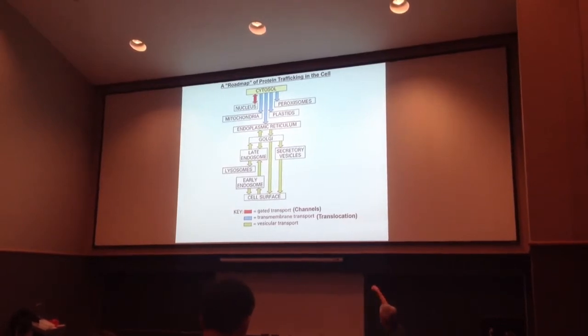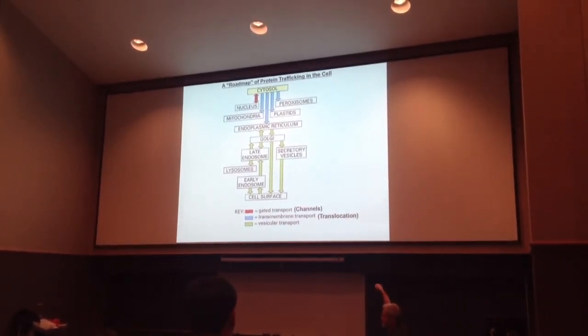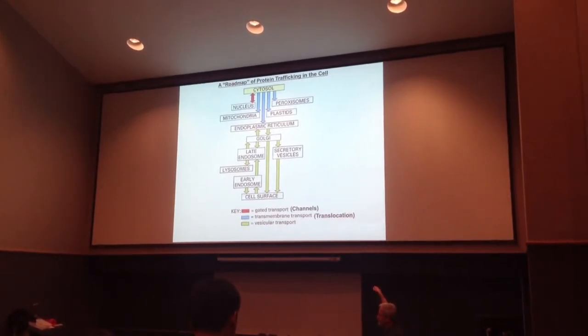And then finally, there are proteins that move throughout the cell, including from the endoplasmic reticulum to the Golgi, from endoplasmic reticulum to lysosomes, from endoplasmic reticulum to secretory vesicles to the surface of the cell, and they move in vesicles. They move through the cell in little tiny vesicles. We'll talk a little bit about that.